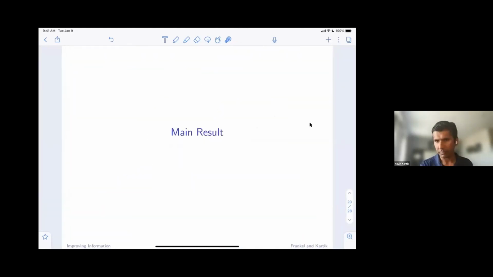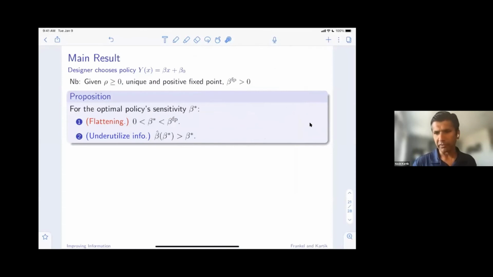Okay. So I'm now ready to state the main result. So here it is. This is really the main theorem in the paper. For the statement here, I'm assuming that the correlation is non-negative, which implies that there's going to be a unique positive fixed point, beta FP. So the optimal policy uses a sensitivity beta star that is strictly between 0 and the fixed point.